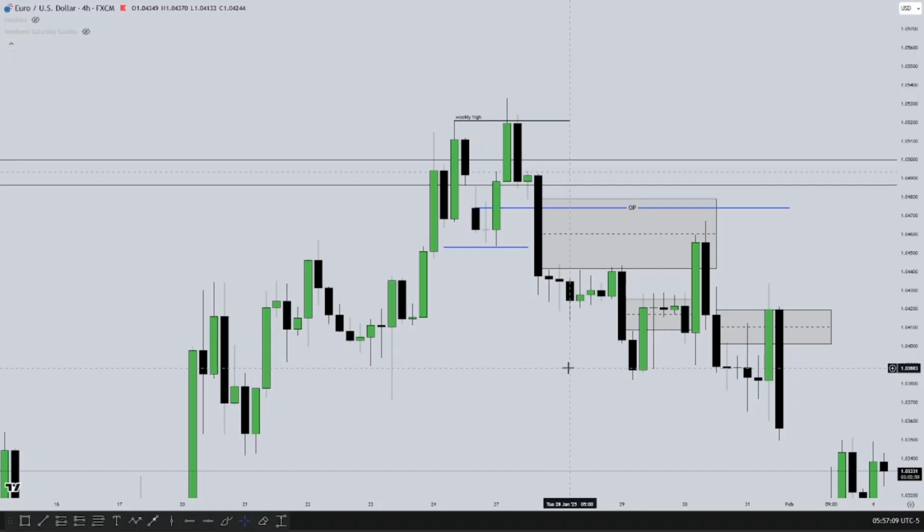So this is a trade plan. This is how you build up a trade plan. These are your parameters, your limits. You're limiting yourself so that you can filter the good trades to have high probability setups.